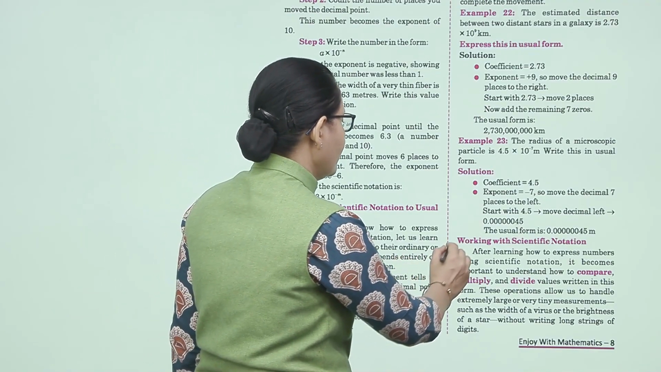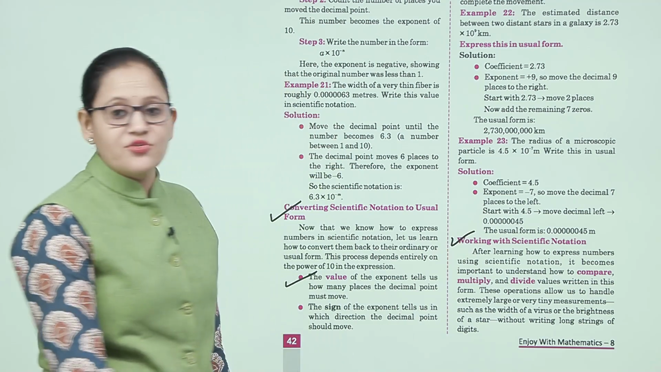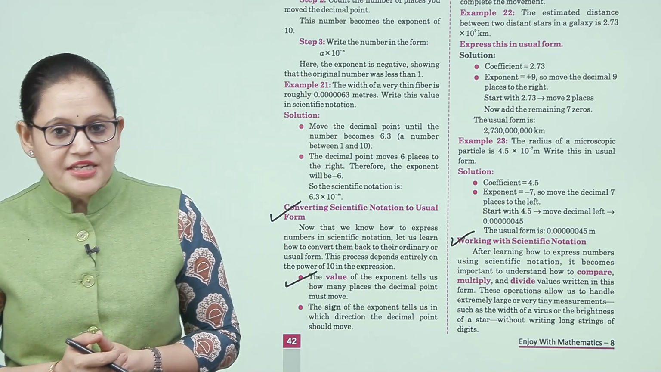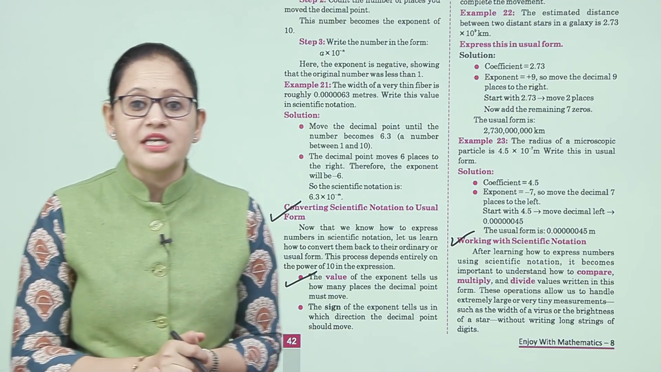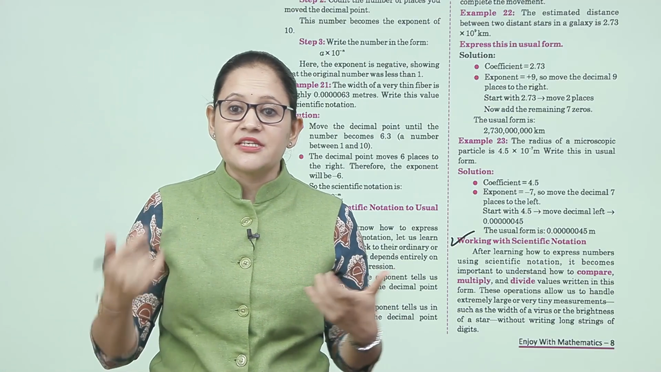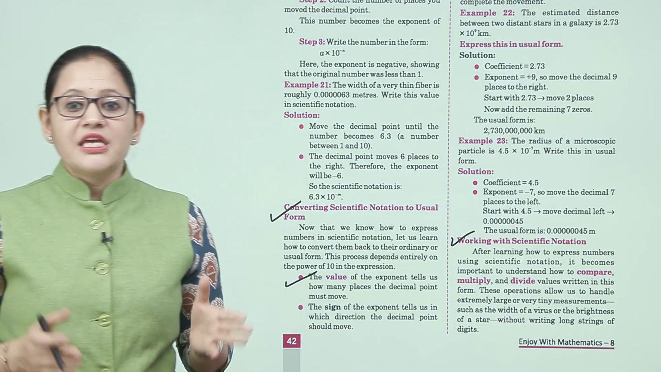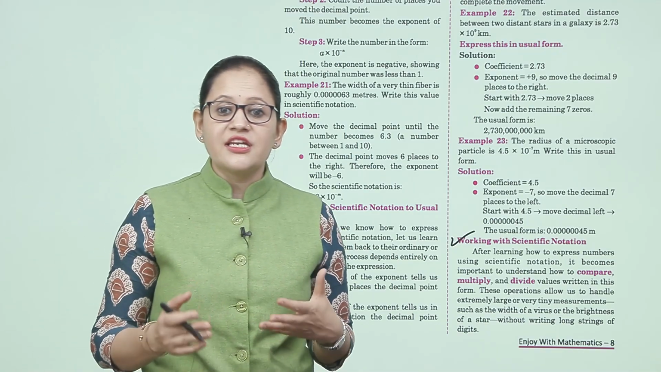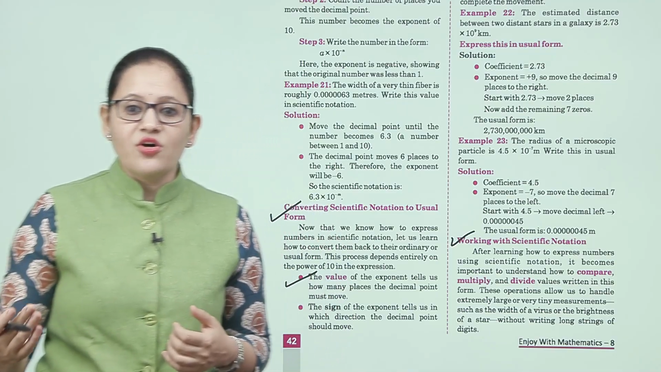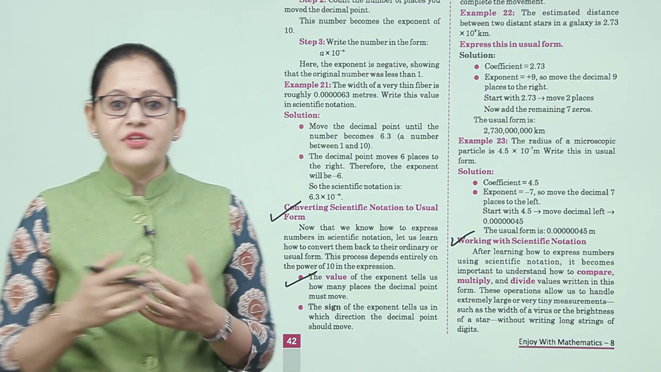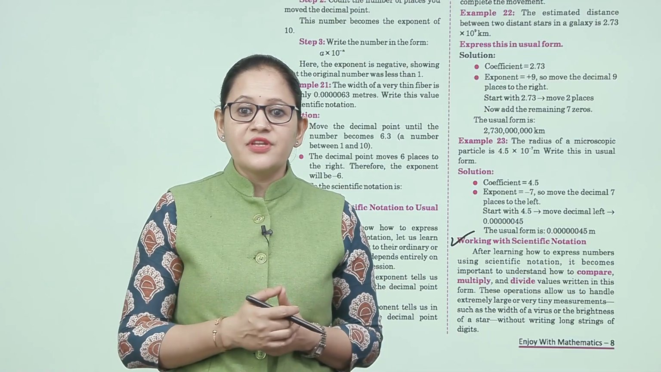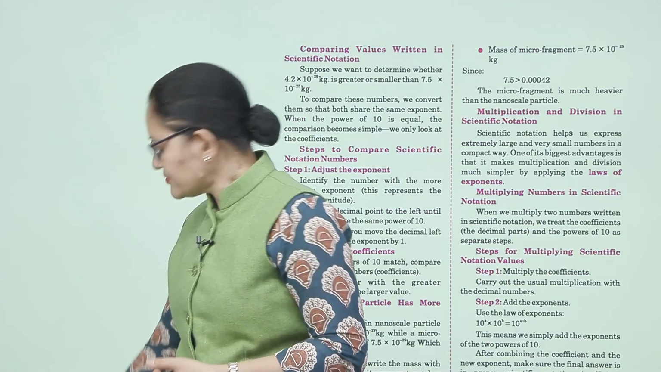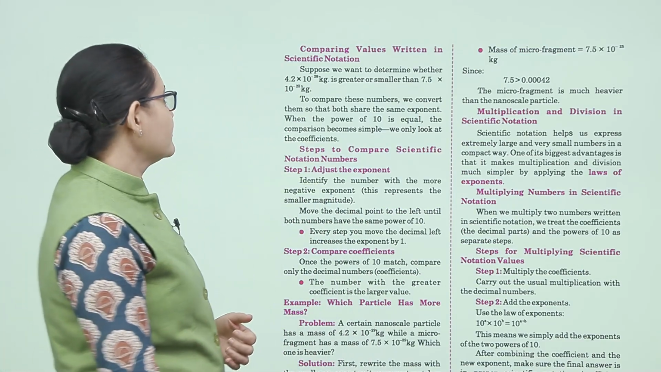Next is working with scientific notation. After learning how to express numbers using scientific notation, it becomes important to understand how to compare, multiply and divide numbers written in this form. These operations allow us to handle extremely large or very tiny measurements, such as the width of a virus or the brightness of a star, without writing long strings of digits.